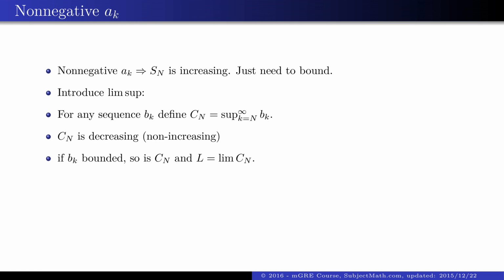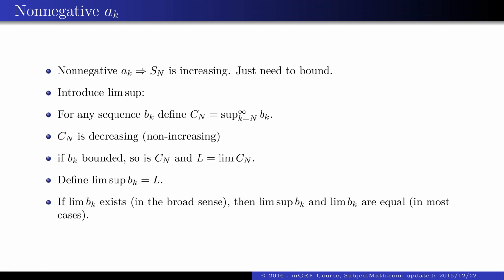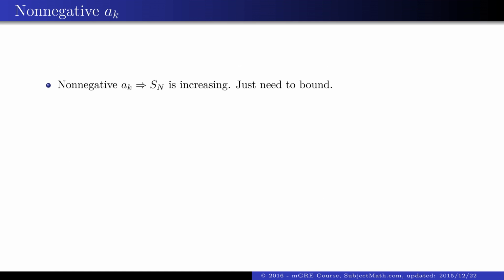When bk is bounded, we get a bounded decreasing sequence, so the limit of Cn must exist. Call it L, and define L as the lim sup of bk. If our original sequence has a limit, including plus or minus infinity, then it must agree with the lim sup. In the context of series, this happens most of the time. Now, we can present a few extra tools for non-negative series.